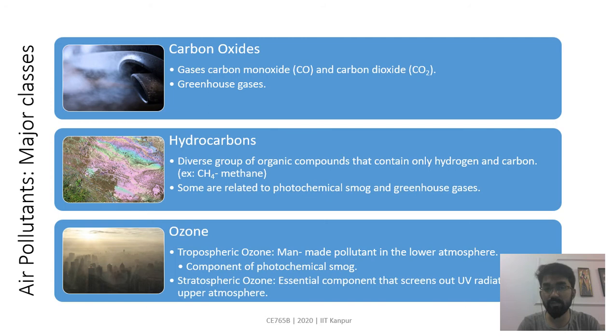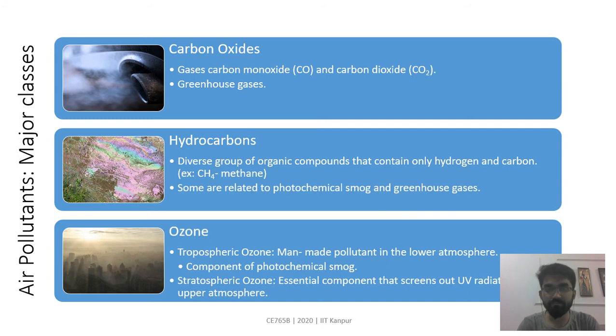So there's a diverse group of organic compounds that contain only hydrogen and carbon, say for example methane, and they could be related to photochemical smog, which is a major member of smog issues in several parts of the world. Specifically speaking for India, in Delhi and the northern belt, we have these issues in the months of November and December, the photochemical smog, and they're all contributed by hydrocarbons, oxides of nitrogen, and volatile organic compounds, which come from these hydrocarbons.